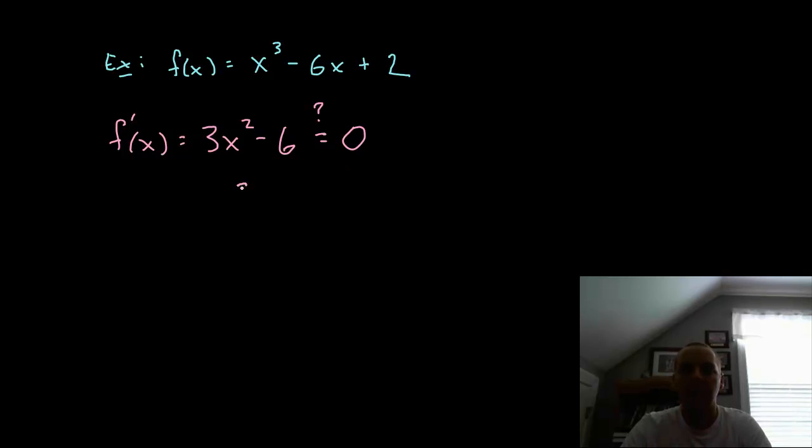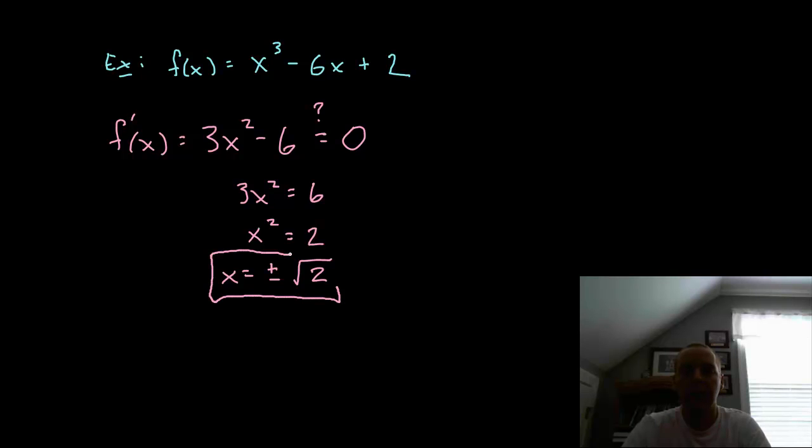So we have a little algebra. 3x squared equals 6, so x squared equals 6 over 3, which is 2. So x equals plus or minus the square root of 2. These guys right here would be called critical points.